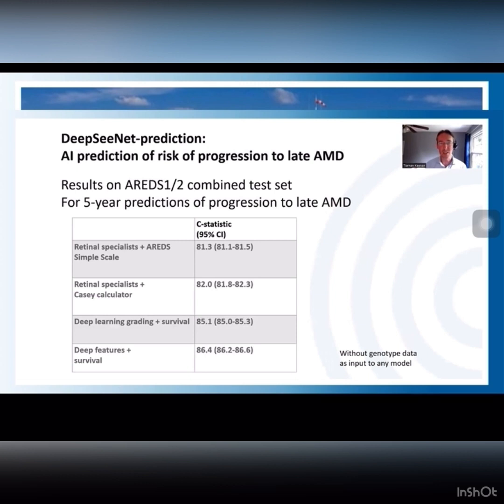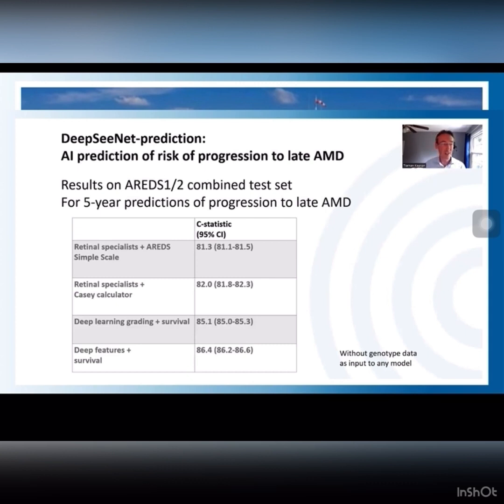So here are some of the results. On the top two rows, we've got the two existing clinical standards of care in the hands of retinal specialists. And for the same test set, on the bottom two rows, we have our two totally automated approaches. The numbers shown are the C-statistic data. Essentially, the C-statistic is a bit like the AUC value for predictions. A C-statistic of 100 means the algorithm's predictions lined up absolutely perfectly with the order in which people actually did progress, whereas 50 would be no better than chance.